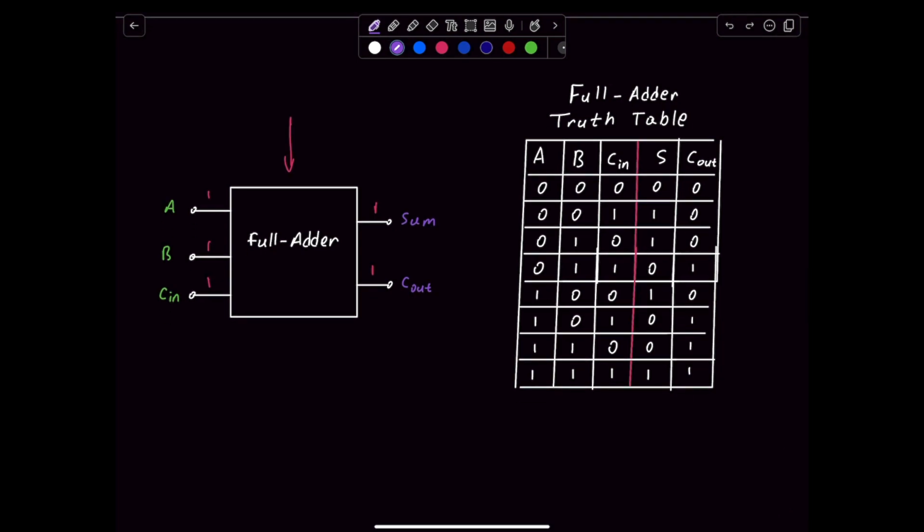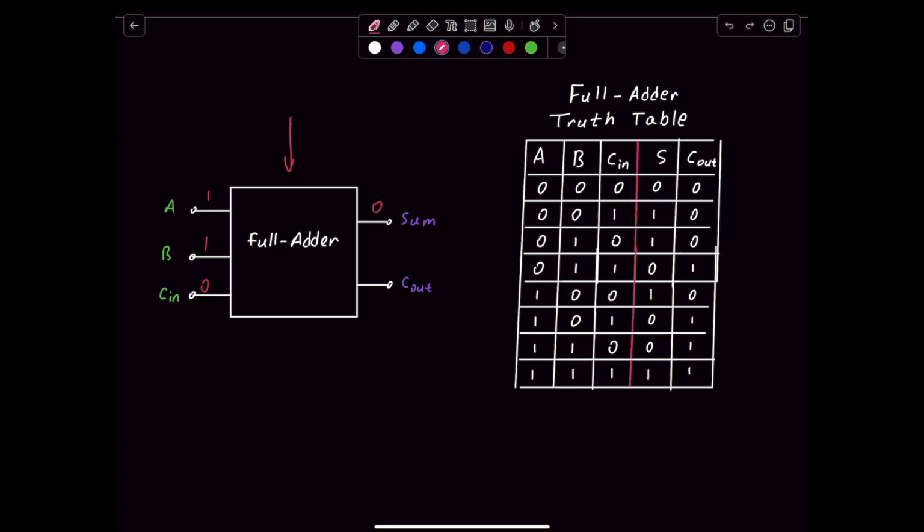So let's say, I'm going to remove these values at the moment. Let's say we're adding 1, 1, and the carry in is 0. So in this case, what will happen? Well, this is easy, right? We know that the sum is going to be 0. C out is going to be 1 because we're carrying out.